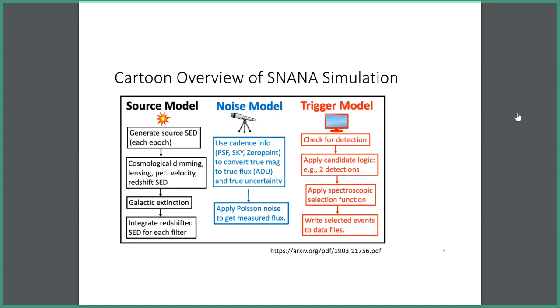And for LSST, for example, it's a single detection. I'll show you a bit more what the trigger model is later. Usually it's 2 detections. LSST is rather bold, triggering on a single detection. We'll see how well that works. Next slide, please.